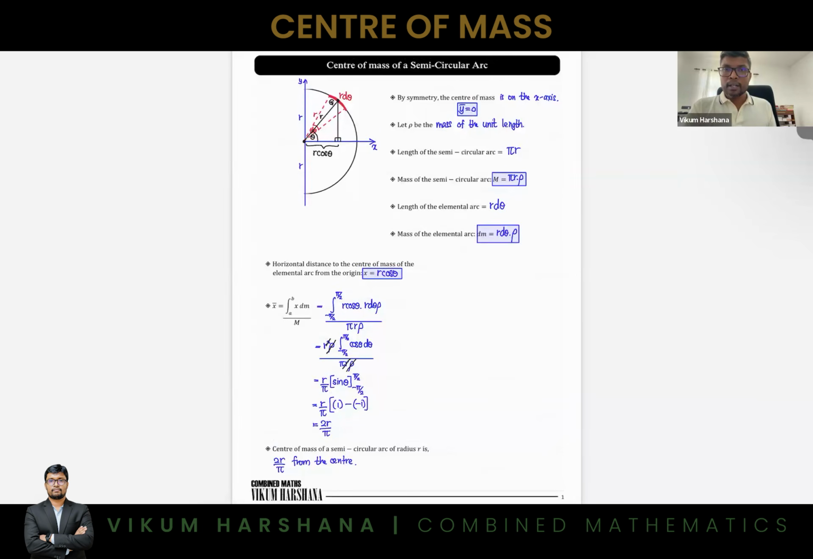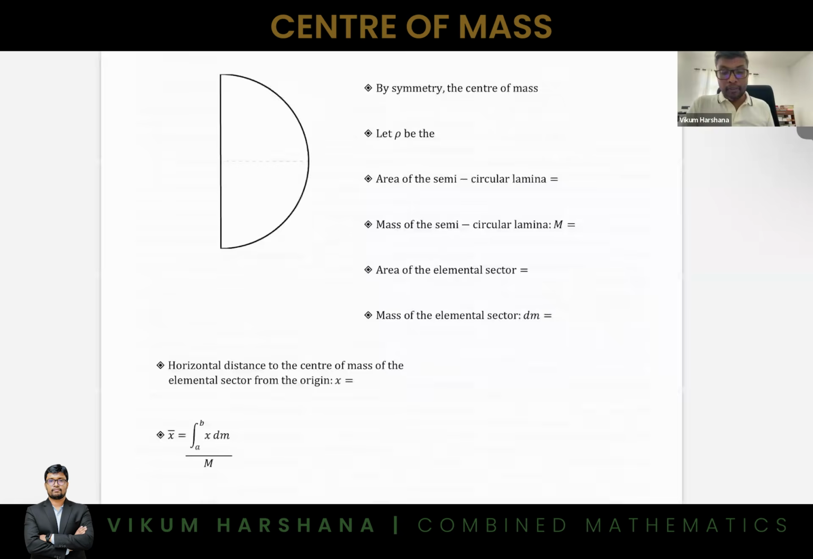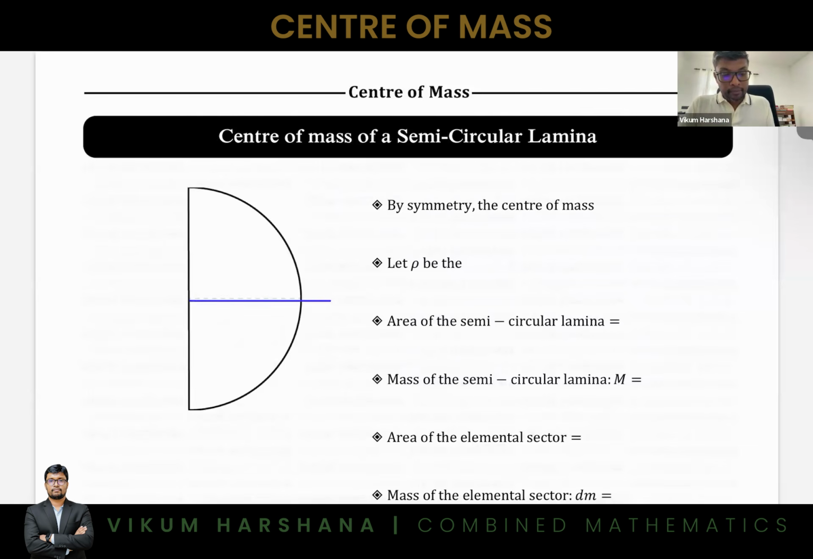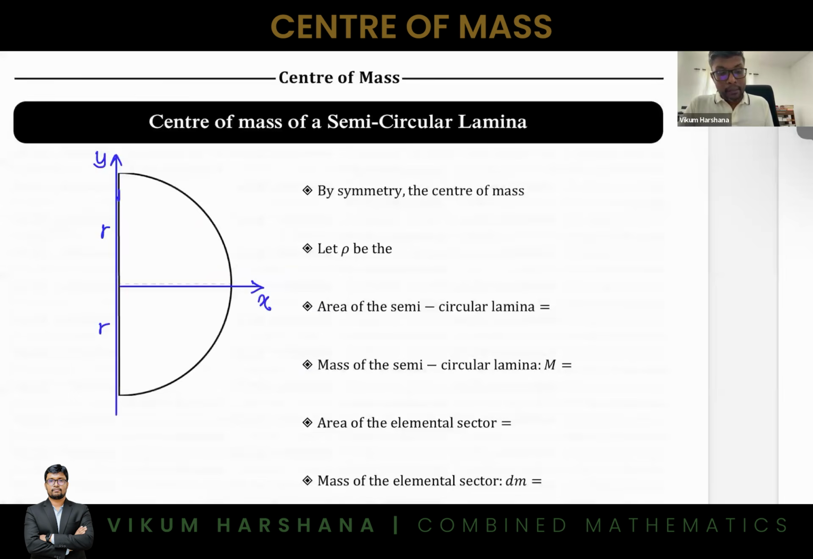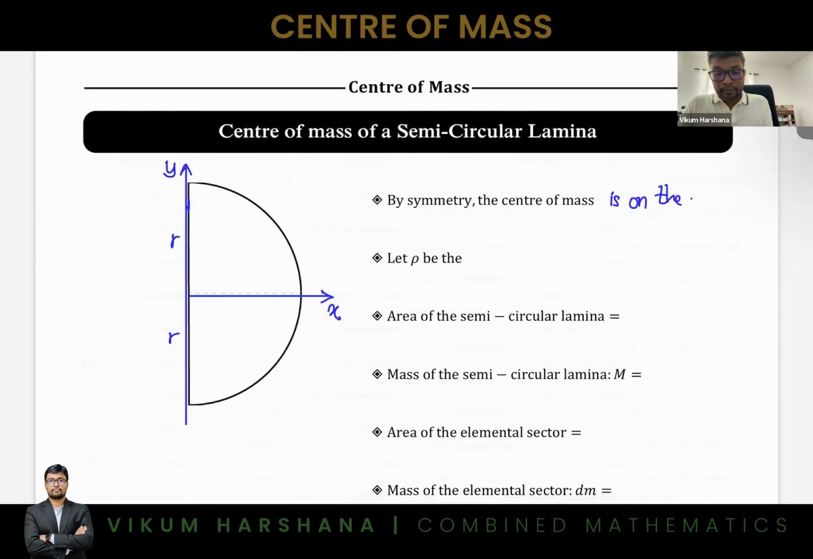Okay. Now let's jump into the semicircular lamina. Lamina is all about a surface. So when it comes to a surface, it's all about area. Before we jump to those parts, let's go to the symmetry part. Again, let's define the x-axis, and let's define the y-axis also. Let's say this is R, this is R. By symmetry, the center of mass is on the x-axis, right? Therefore, y bar equals 0.